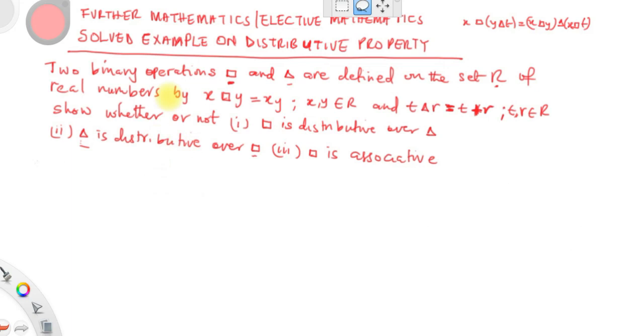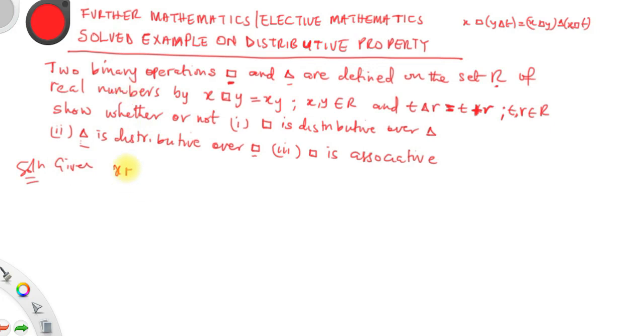Let us look at the example and solve it. Solution: we are going to solve. First one is S square, sorry, S square.